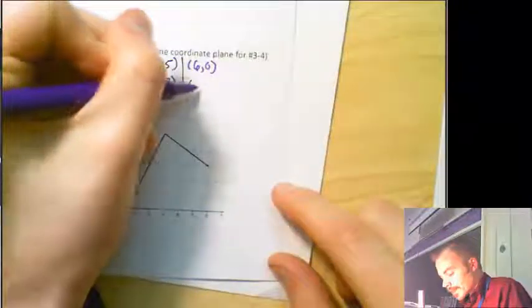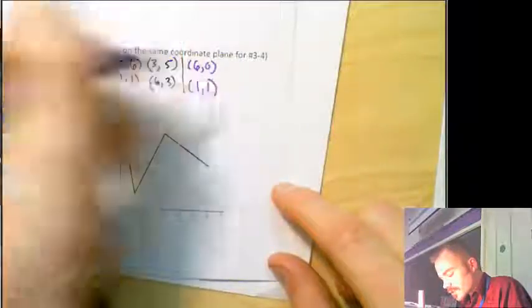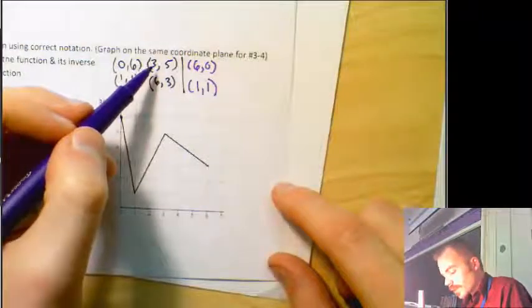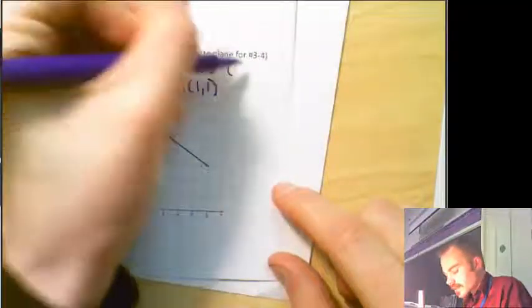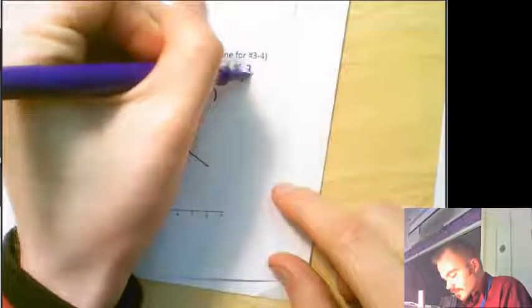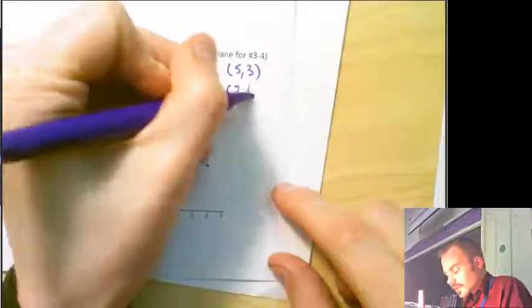Then the inverse of (1, 1) is just (1, 1). So that point stays the same. The inverse of (3, 5) is (5, 3). And the inverse of (6, 3) is (3, 6).